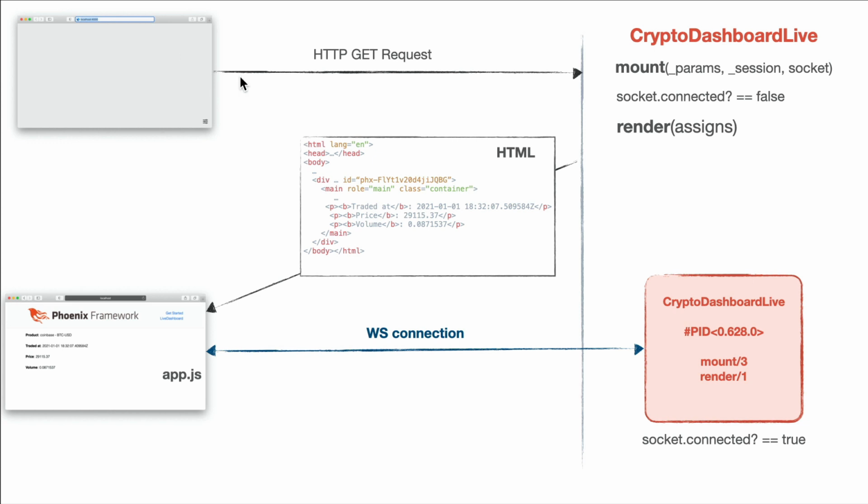Our browser initially connects to the server, making a simple HTTP GET request to the live route. The server calls mount and render callbacks to initialize the data and answer with a fully rendered HTML page. The browser loads the HTML and the application JavaScript in app.js, which connects via WebSocket to the server. Once connected, the server spawns a stateful LiveView process which stays alive as long as we are connected. In mount, the LiveView process subscribes to get trade messages.